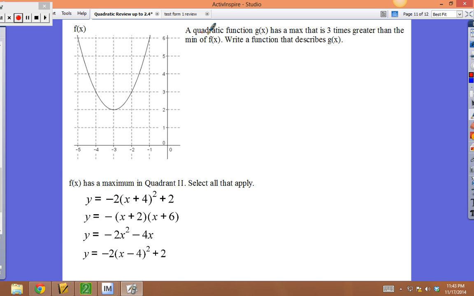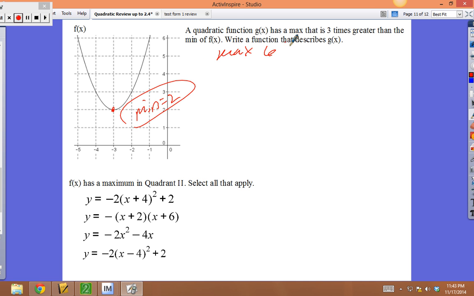Okay. A quadratic function g has a max that's 3 times greater than the minimum of f. Okay, here's f right here. The minimum is right here. The minimum, the lowest it gets, is 2. So the minimum is 2. So if I have a max that's 3 times the minimum, my max has to be 6.